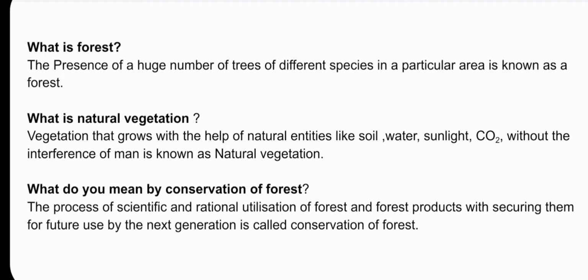What is natural vegetation? Vegetation that grows with the help of natural entities like soil, water, sunlight, carbon dioxide without the interference of man is known as natural vegetation.